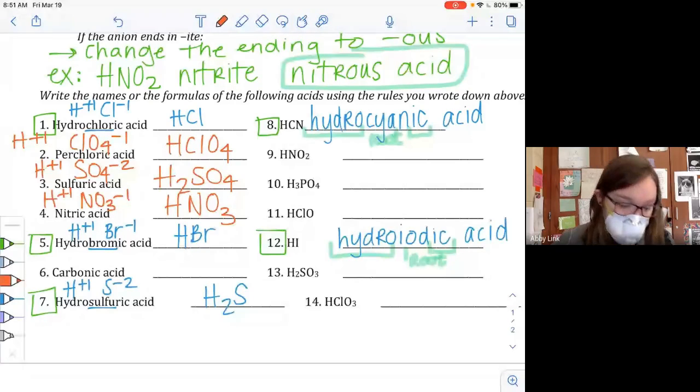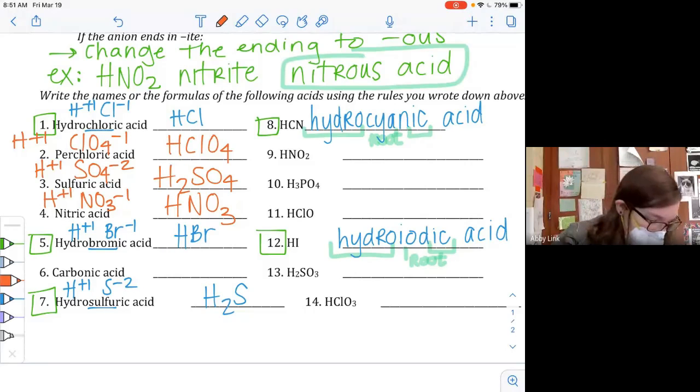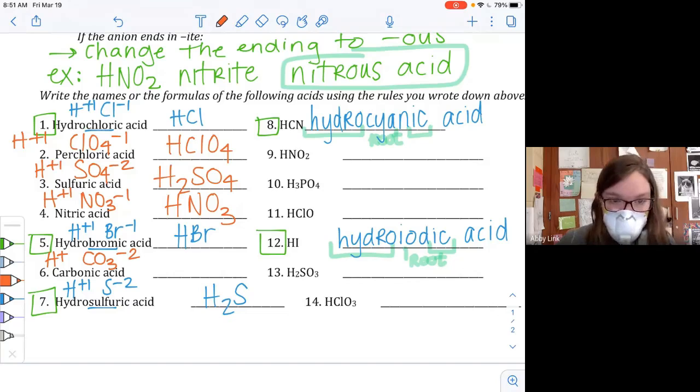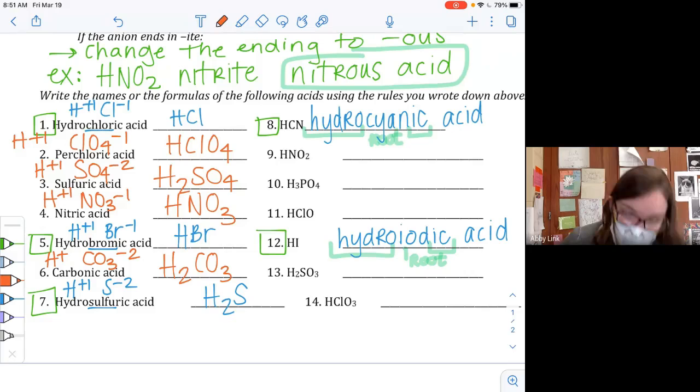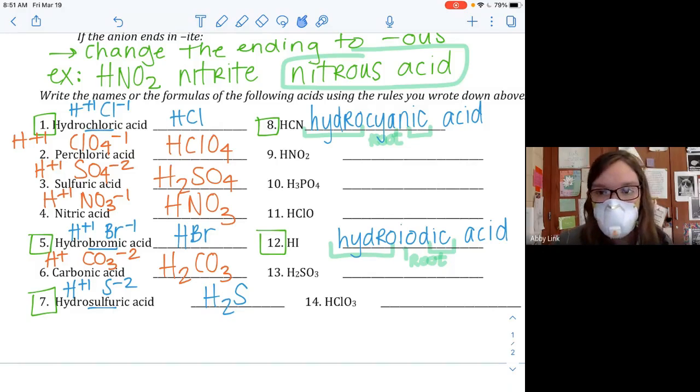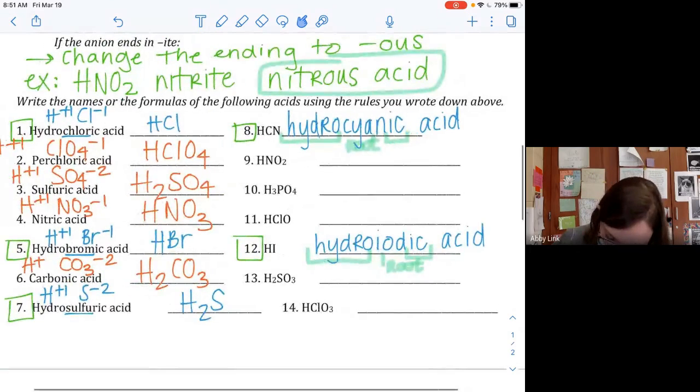All right, carbonic acid. I'm looking for something with carbon, and it needs to end in ATE. I find carbonate, which is CO3 -2. Again, I'm going to need to bond it with hydrogen as the cation. Excellent. H2CO3 is my formula there. Friends, any questions or concerns so far? Everybody's okay? All right, let's take a look at the second column here where we actually have to name.